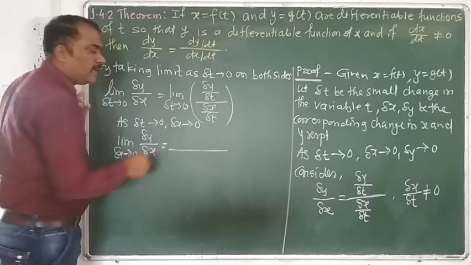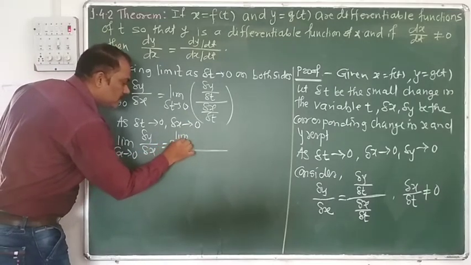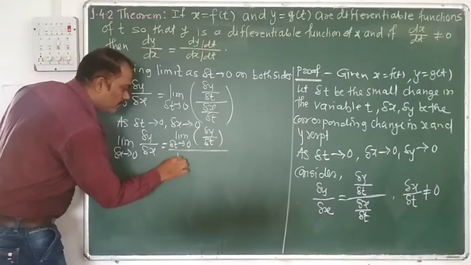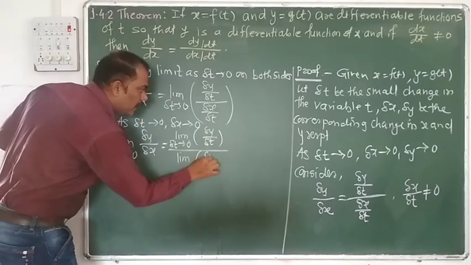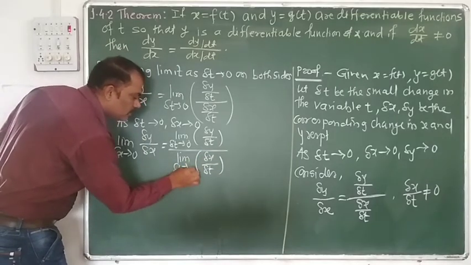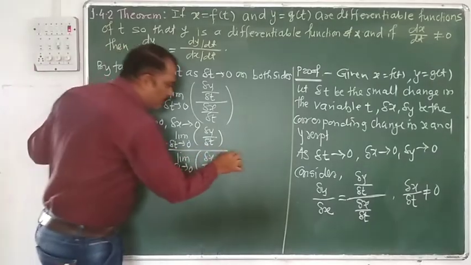the separate limits of numerator and denominator. Limit as delta t tends to 0 of delta y upon delta t, divided by the limit of delta x divided by delta t, limit as delta t tends to 0. Okay. Suppose that we give the number as first.